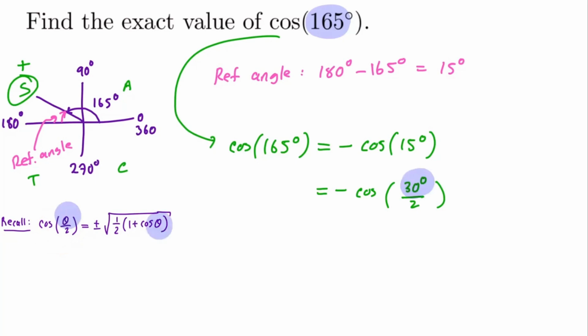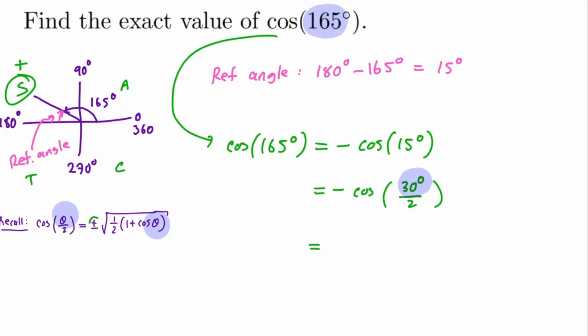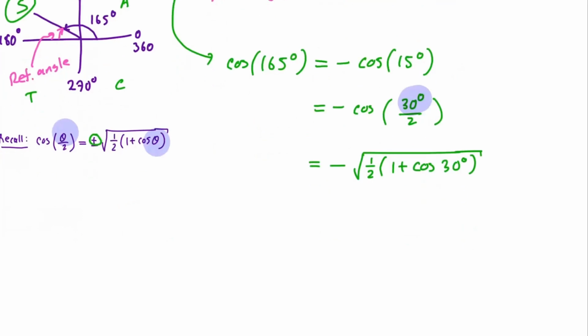Like we said, 15 degrees is in the first quadrant, so we pick the positive square root, not the negative, the positive. This would be negative. The negative was coming from 165 degrees. We get the positive square root of 1/2 times 1 plus cosine of theta. Theta is 30 degrees. That's pretty much how you set it up using the half angle. Now we go ahead and evaluate. This is equal to negative the square root of 1/2 times 1 plus cosine of 30.